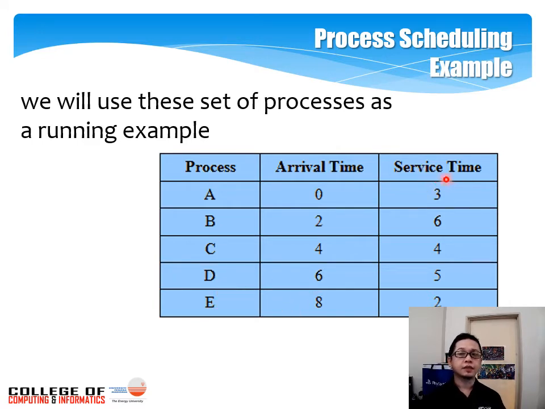And we have the service time. Service time simply means how much time a process requires with the CPU. So let's say for A, it requires 3 CPU time to finish, while process B requires 6 CPU time, C requires 4, D requires 5, and E requires 2 times with the CPU. So we look at how each of these processes executes between different scheduling algorithms under the short-term scheduler.